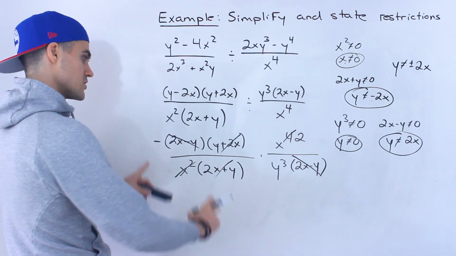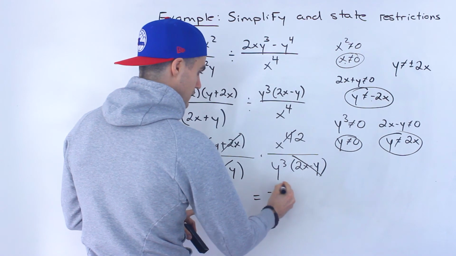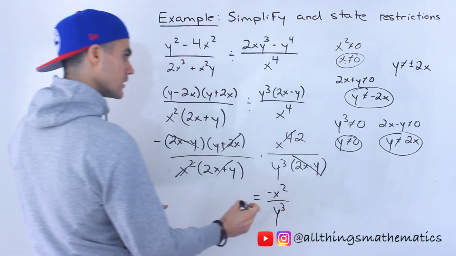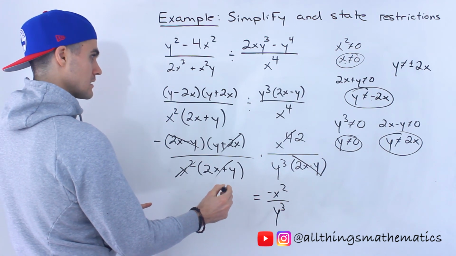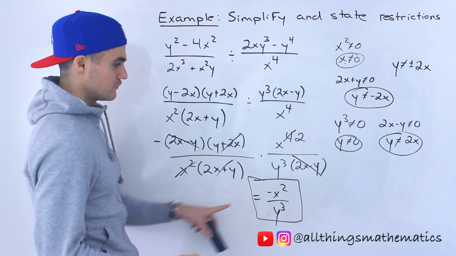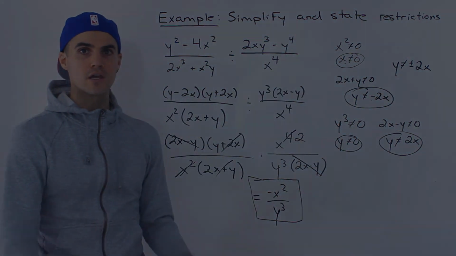So yeah, that's pretty much it. So the final answer, negative 1 times x squared, would give us negative x squared. And then we'd be left with this y to the power of 3. Let me just double check. I didn't miss anything. Yeah, it looks all good to me. So that's what it simplifies to. And then these circled expressions are the restrictions.